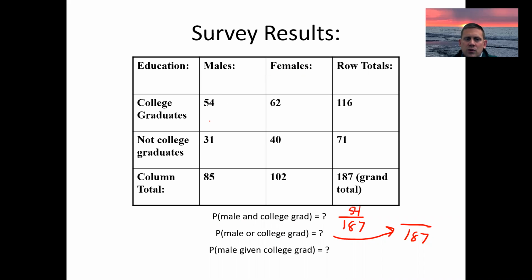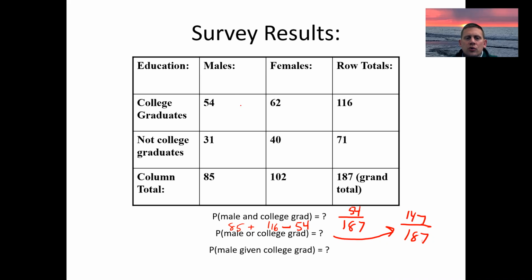So male or college grad. So how many males are there? Well, there's 54 and 31, there's 85 total. So we have 85 here. And then college grad, how many college graduates do we have? 116. But don't forget, if there's overlap, we have to subtract that number off. So are there any males and college graduates? Yes. That's 54. So we have to take those two numbers, 85 plus 116 minus 54, and that's 147.